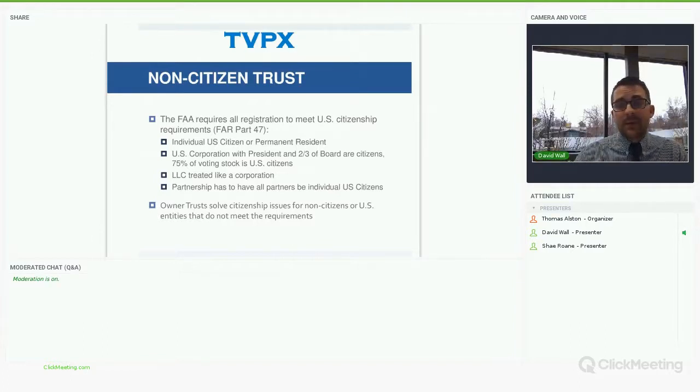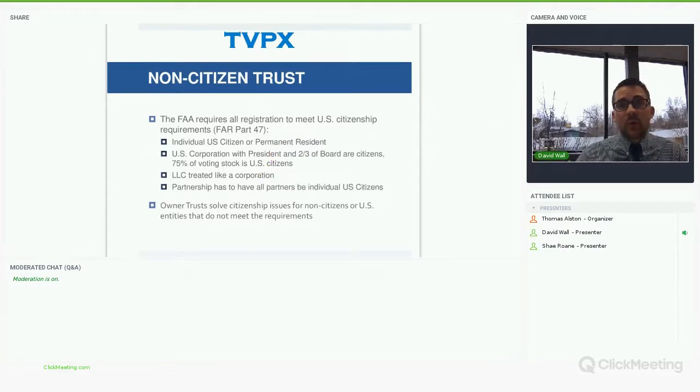So there are companies, perhaps like Coca-Cola, that we typically think of as a U.S. company that put their aircraft into trust in order to maintain that registration, not have to worry about the voting stock and things like that.